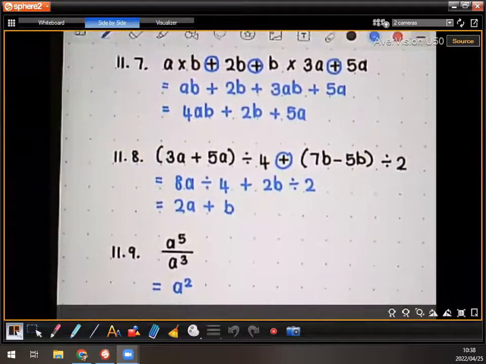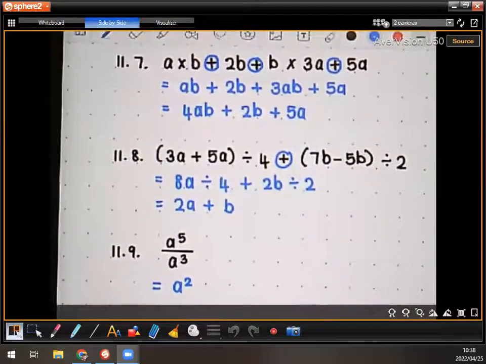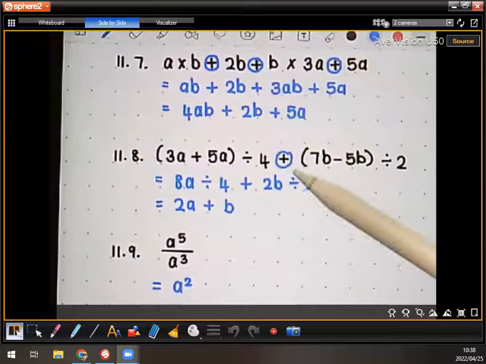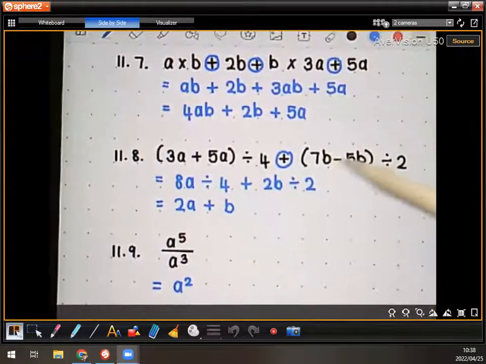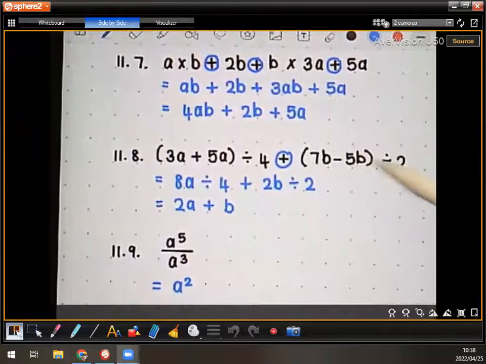Okay, for 11.8, this was also like a BODMAS type question where you have just one plus there. So we have two terms here. Do we agree? This is all one term because it's a bracket and a division symbol. That doesn't separate terms, right? And here, that is also one term because again, it's a bracket and a division symbol.